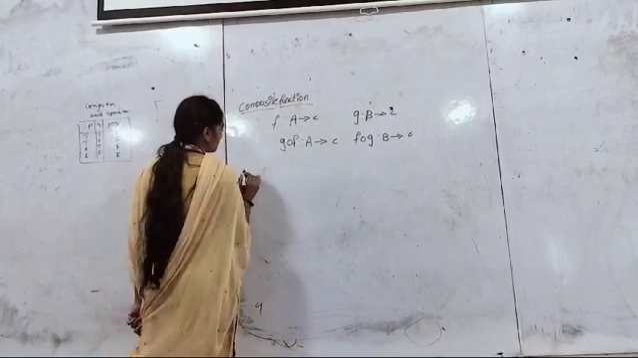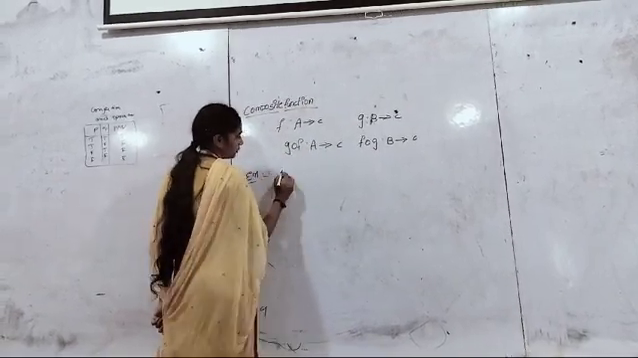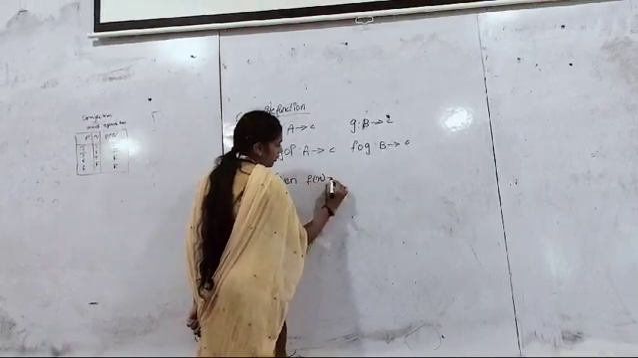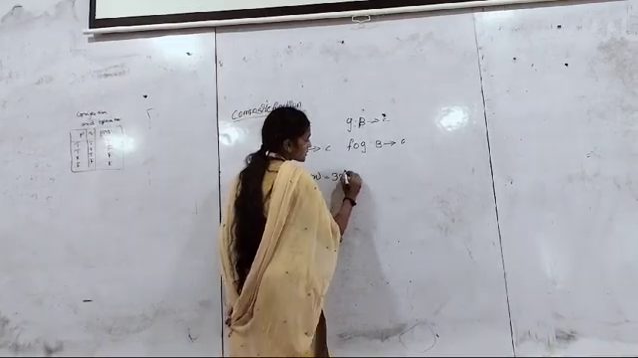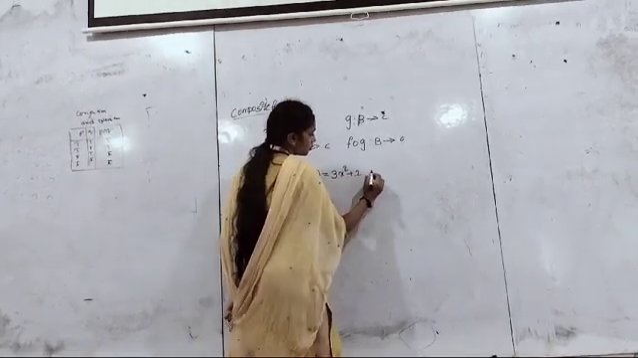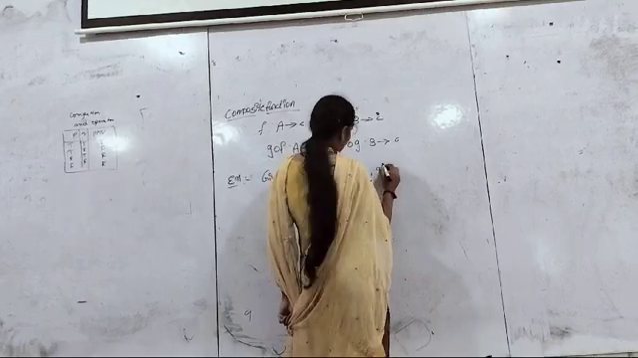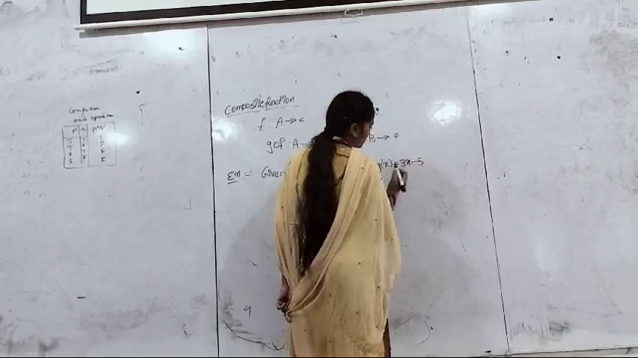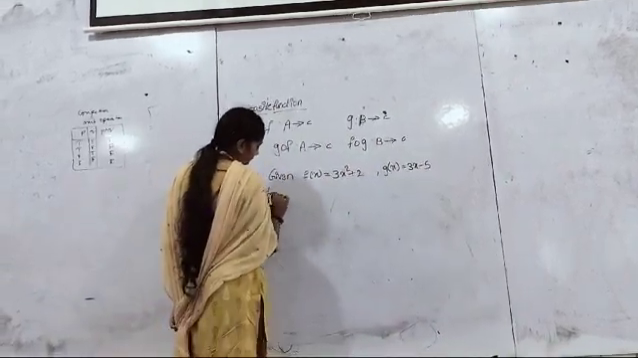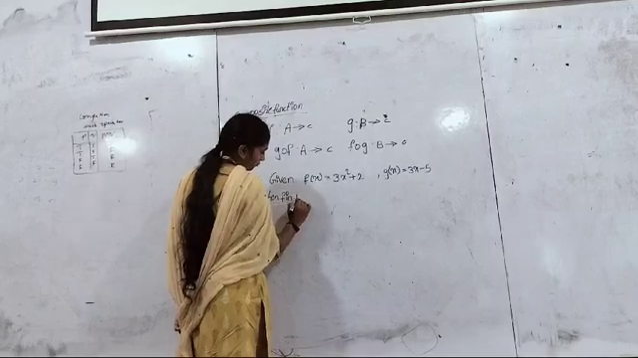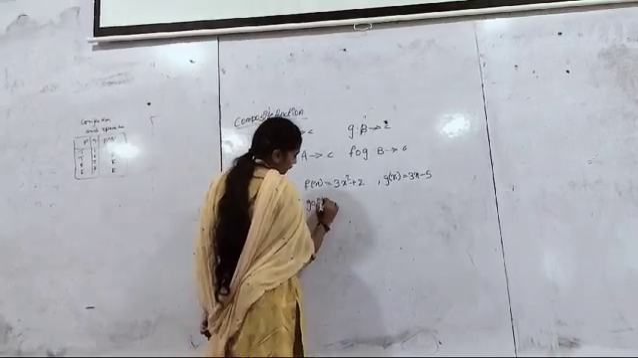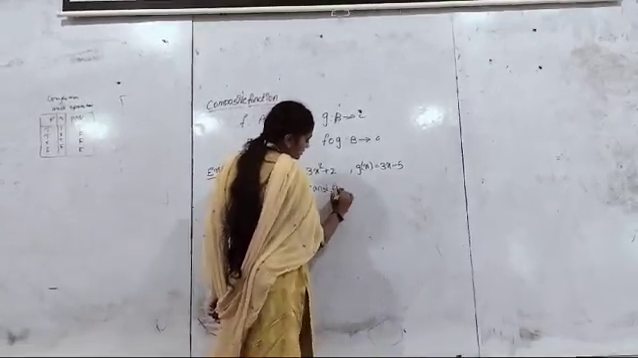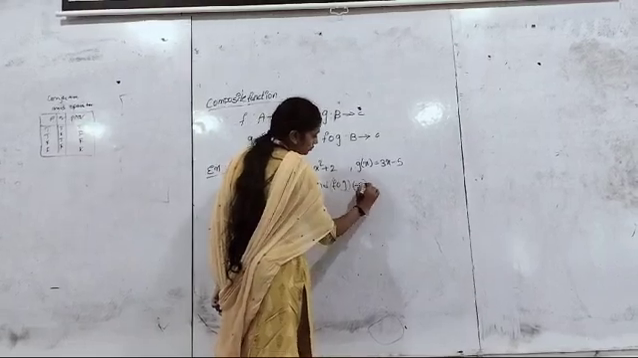Let's go to an example. Given f of x is 3x square plus 2 and g of x is 3x minus 5. Then find g of circle f of 2 and f of circle g of minus 2.